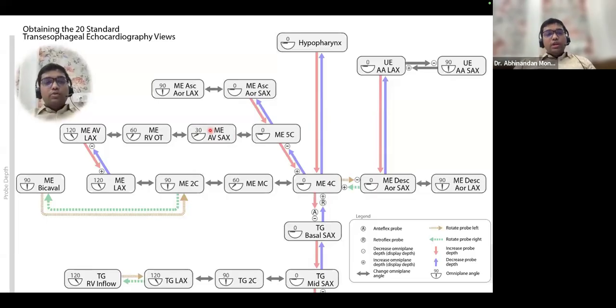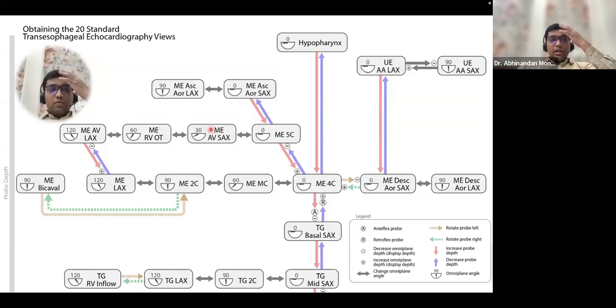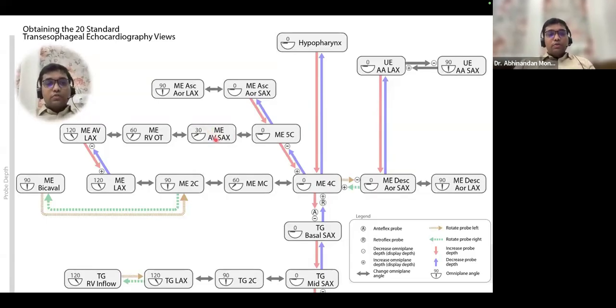if you change the omniplane angle to 30 degrees, you will get the mid-esophageal aortic valve short axis view. Then the mid-esophageal RVOT inflow outflow view is at 60 to 80 degrees. Then at about 120 degrees, it is the mid-esophageal aortic valve long axis view.